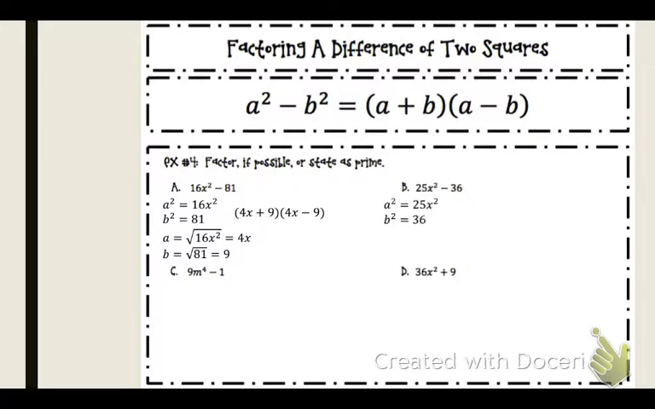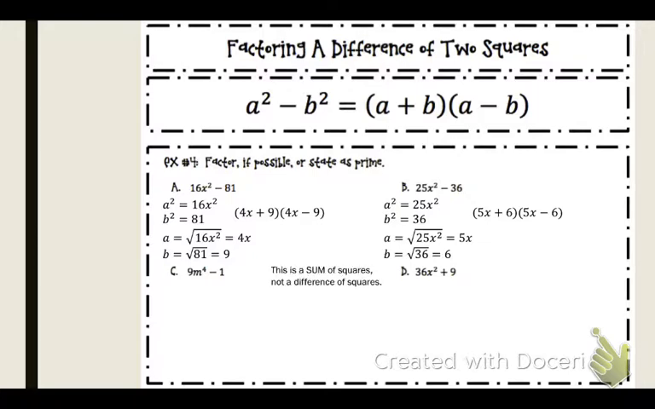Okay? Let's do it. Example B. So a squared is 25x squared, b squared is 36, which means you have to take the square roots of those to find a and b, and a is 5x, b is 6. So it's 5x plus 6, 5x minus 6. Okay? We're not going to do C.